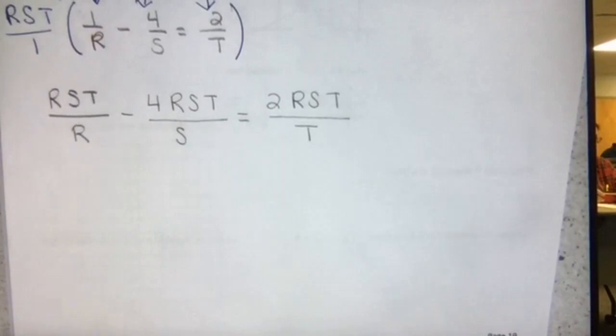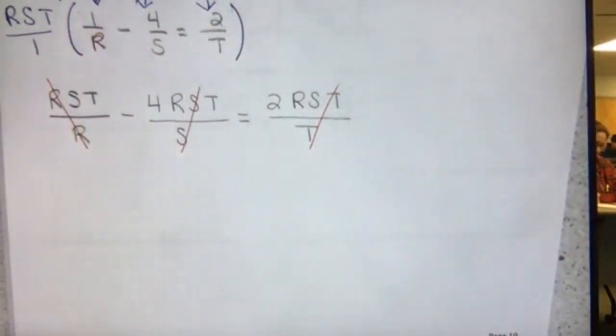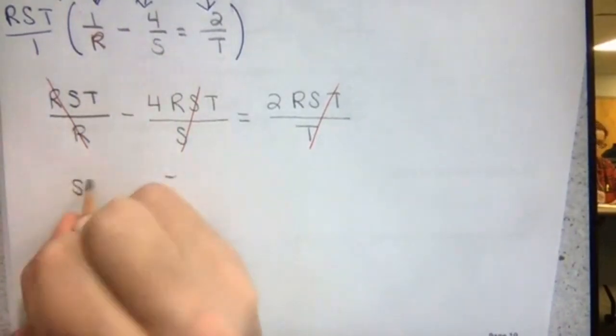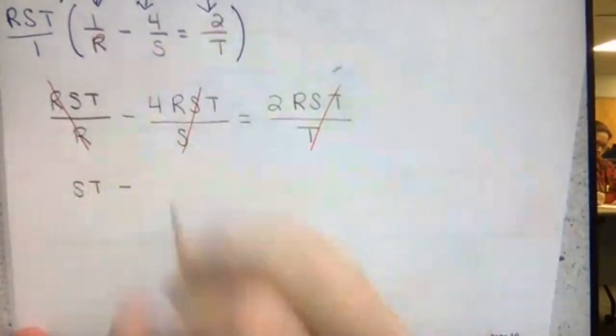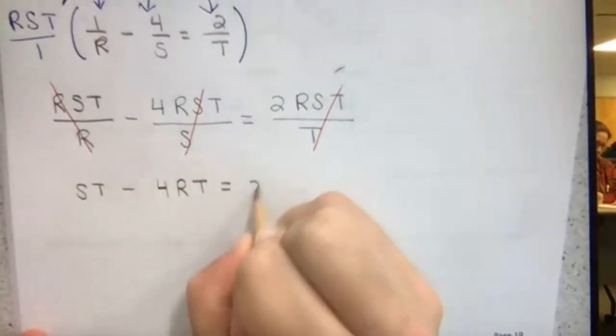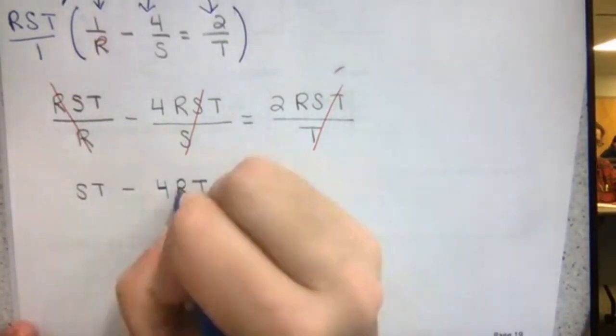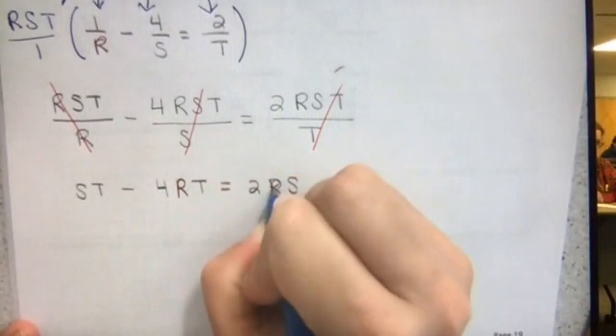So now's our good part, our fun part. Let's cancel some stuff out. So r's cancel, s's cancel, t's cancel. So we're left over with st minus 4rt equals 2rs. So we got rid of our fractions. Remember, we're trying to get r by itself.